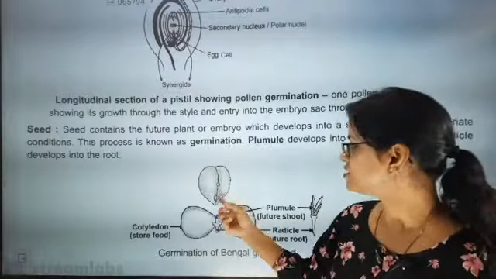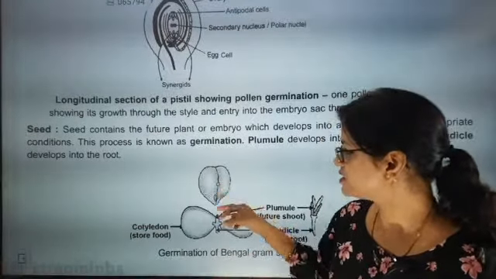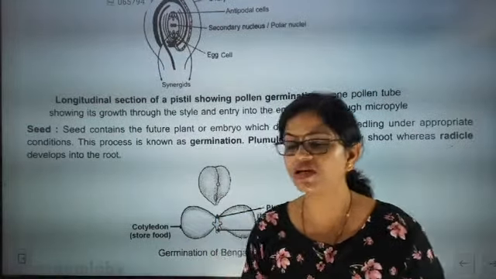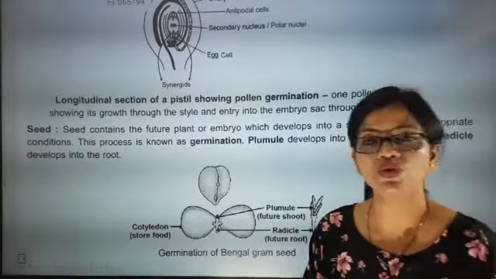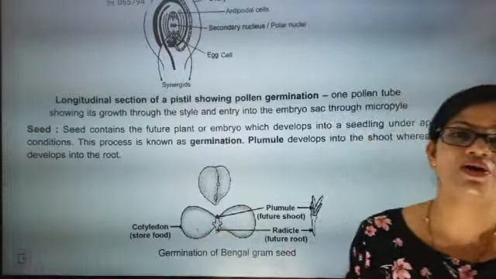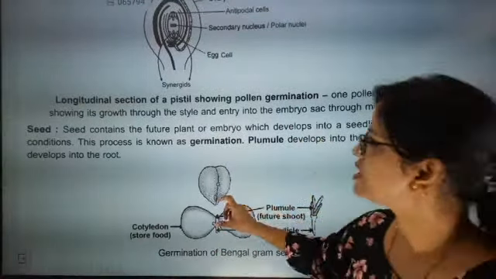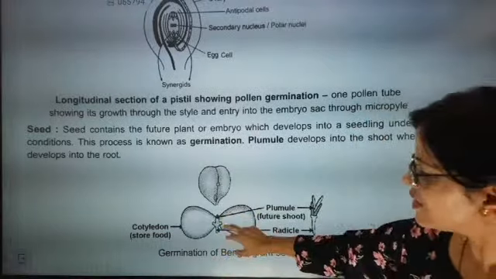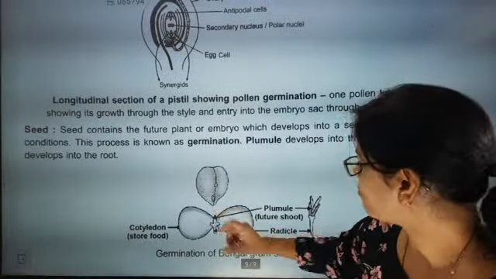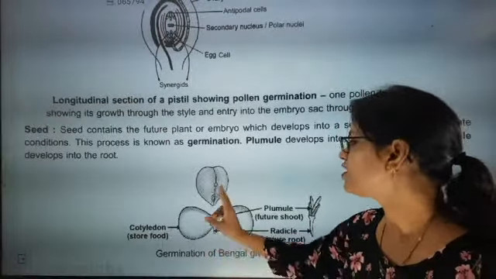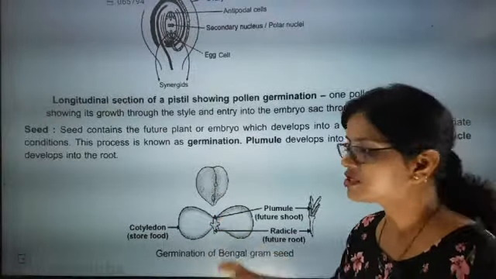Okay, so the seed part will be there. This seed part will have exactly two cots, meaning cotyledons. If only one single is there, then it is called a monocot. When two are there, then it is called a dicot. Now germination: the seed contains the future plant, or embryo, which develops into a seedling. You just have to put water into that. Now the cotyledon is attached to two parts, the future shoot and the future root. The future shoot is called the plumule and the future root is called the radicle.